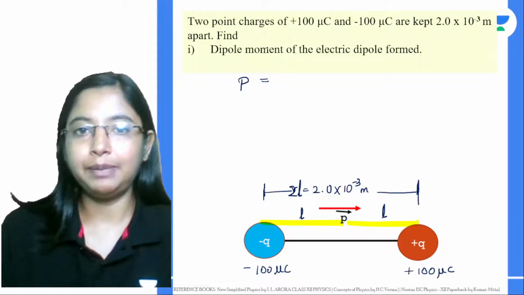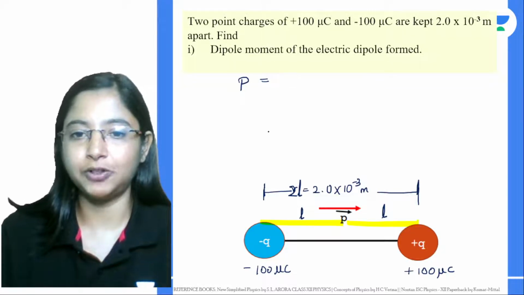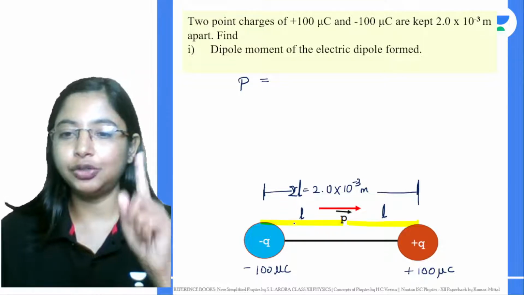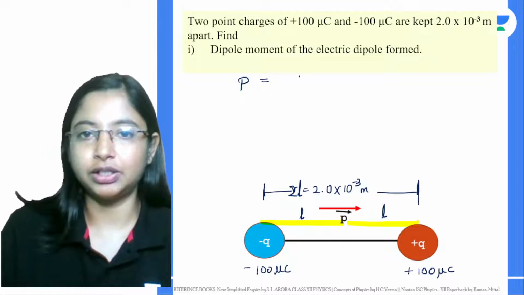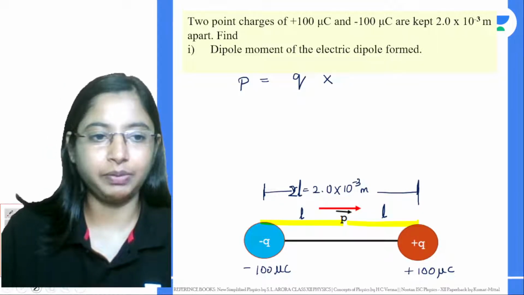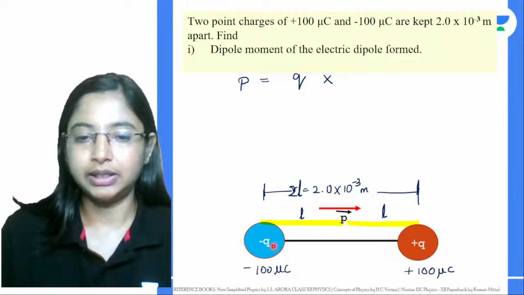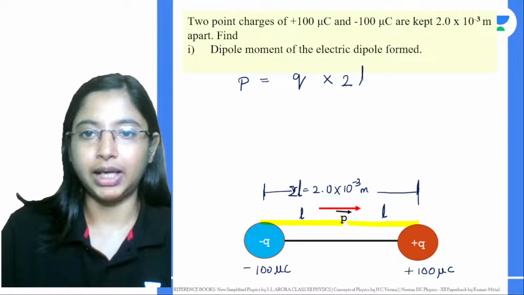So Deepak, dipole moment is given as charge times the distance of separation between them. What is the charge? The magnitude of any one of the charges is Q, times the distance between them. The distance between them is basically 2L, right?